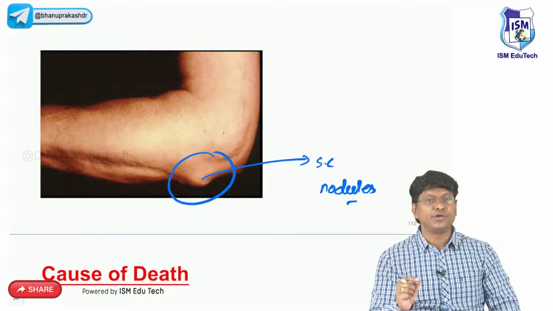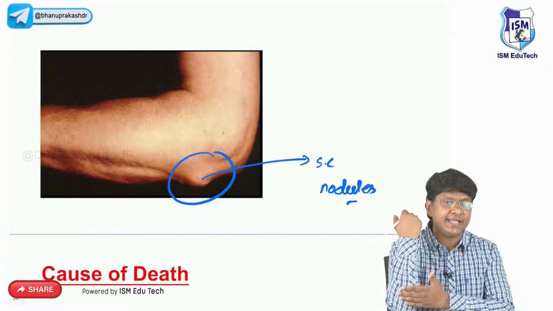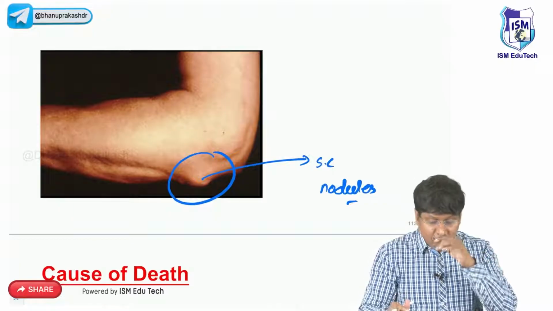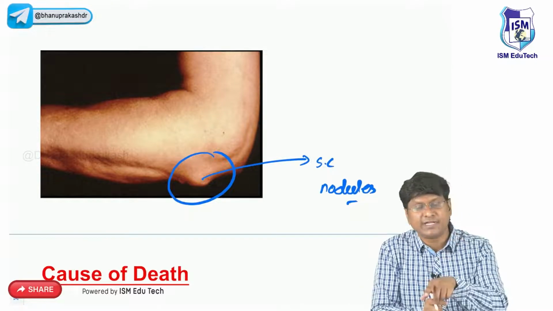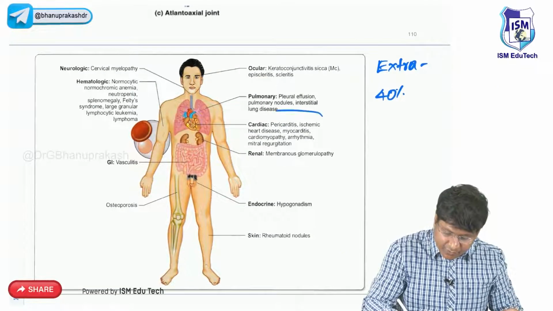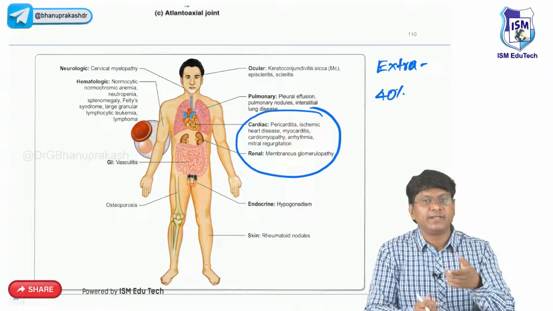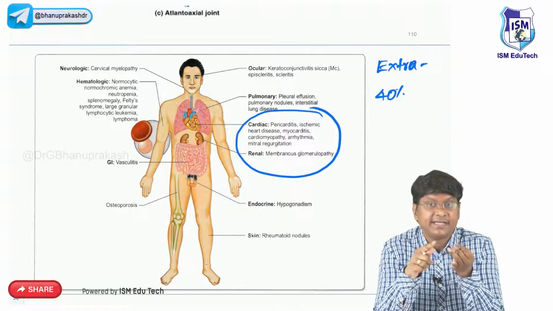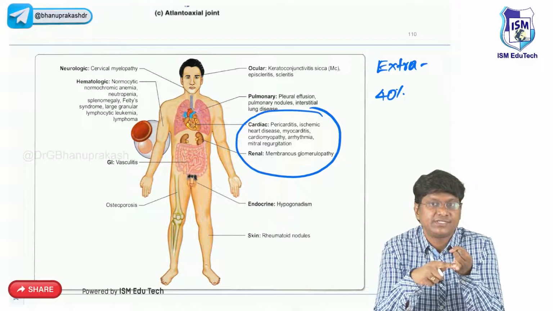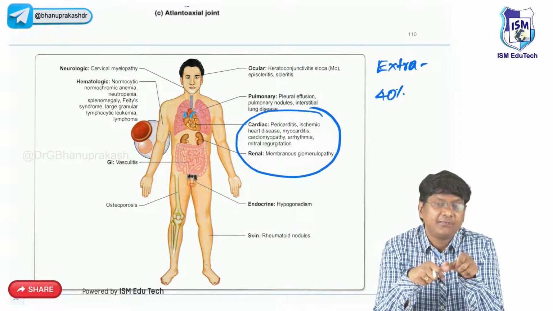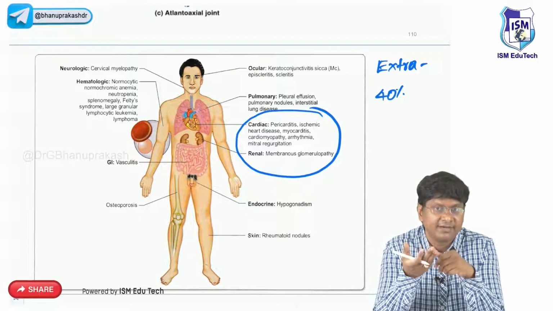These subcutaneous nodules are present on the extensor area of your forearm, and they are non-tender. Now, the cause for mortality in patients with rheumatoid arthritis is the cardiac involvement. So what will be that cardiac involvement? There can be pericarditis, ischemic heart disease, myocarditis, cardiomyopathy, and valvular abnormality in the form of mitral regurgitation.